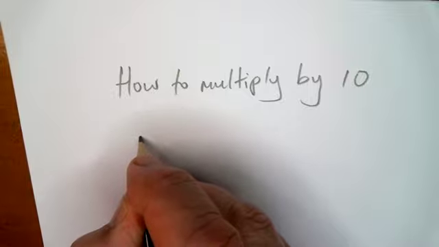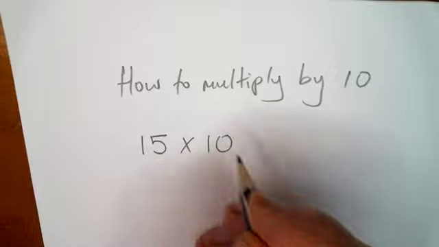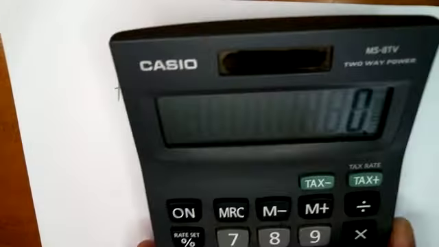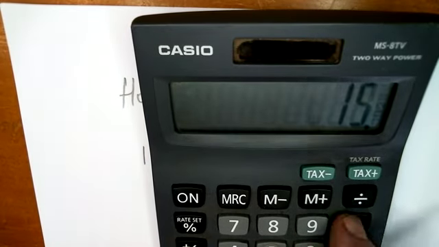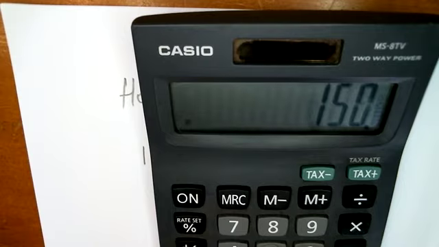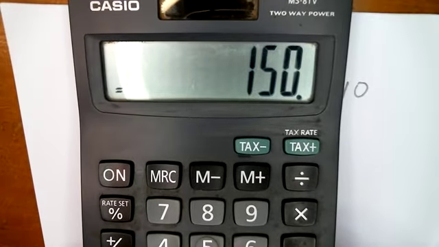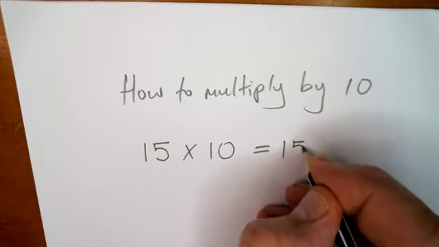Let's say the number is 15. We're going to multiply that by 10. Well, if you do that on the calculator, you'll end up with 150. Let's just check that. Here's the calculator. 15 times 10, there it is, equals. It says 150. So 150.